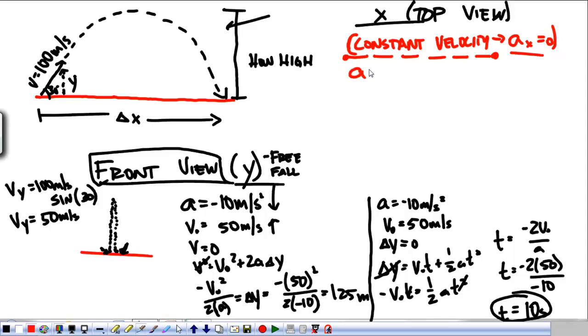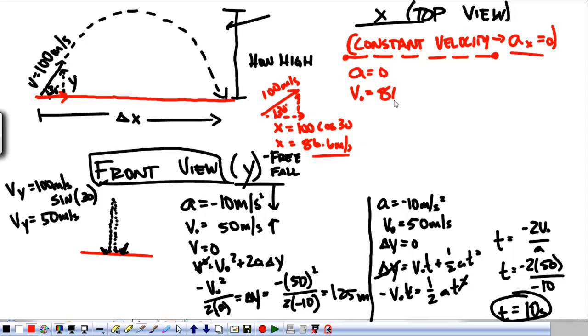So for x direction stuff, the acceleration is equal to 0, and the initial velocity is equal to, well, the x component of that 100 meters per second. So I have 100 meters per second, 30-degree angle. The x component is going to be 100 times the cosine of 30. So that x comes out to be 86.6 meters per second. The velocity of my x is 86.6 meters per second.